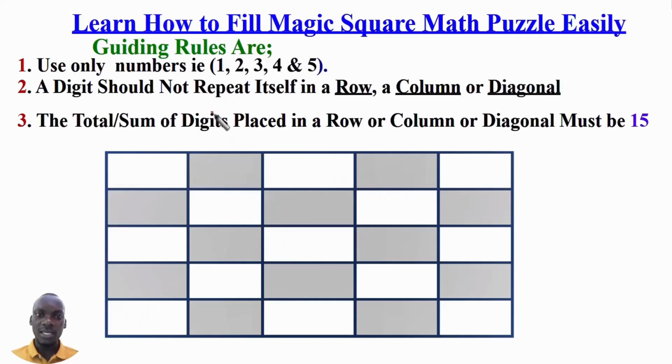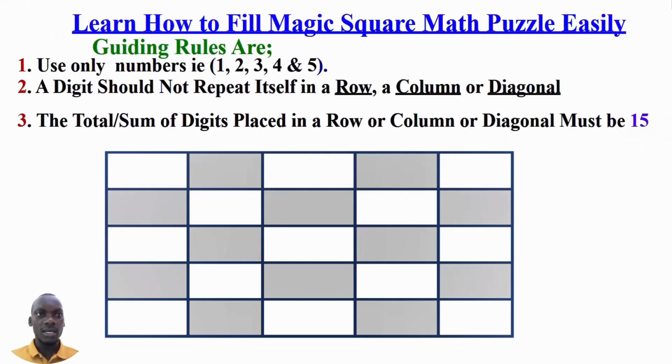Rule number 3 is saying that if we sum those digits that we shall place in these gaps, for example in this first row, then the sum should be 15. Likewise, the digits we are going to place in the first column, their sum should be equal to 15. Likewise, the digits we are to place in the diagonals, this and this diagonal, if we sum them up, we must get the answer 15.